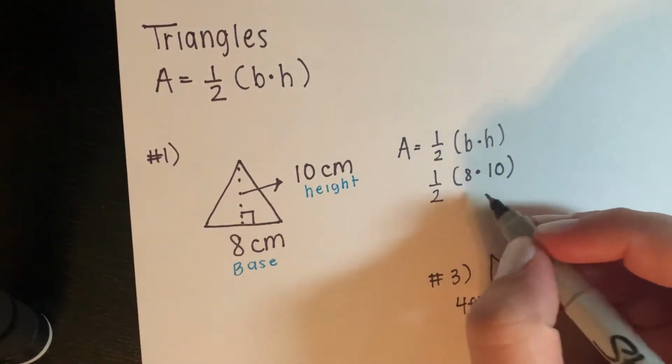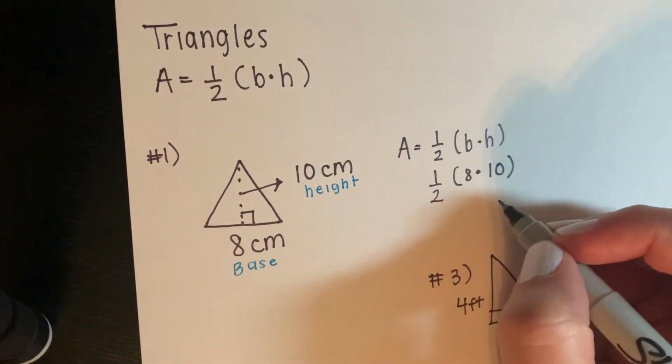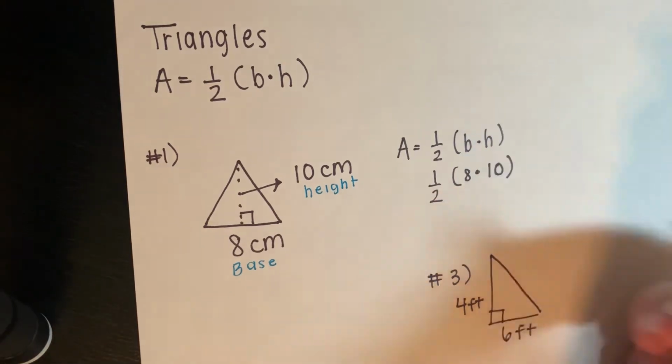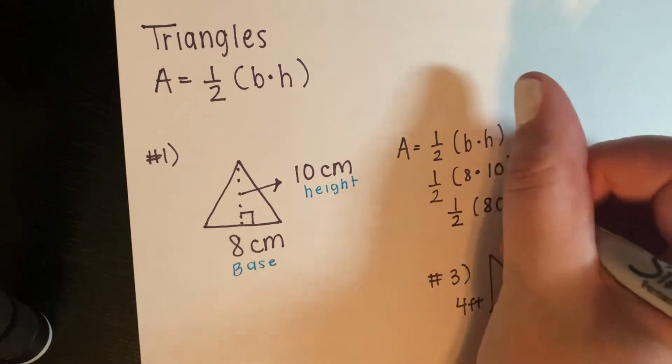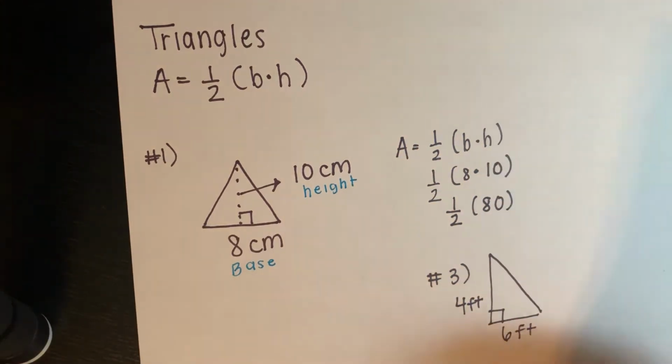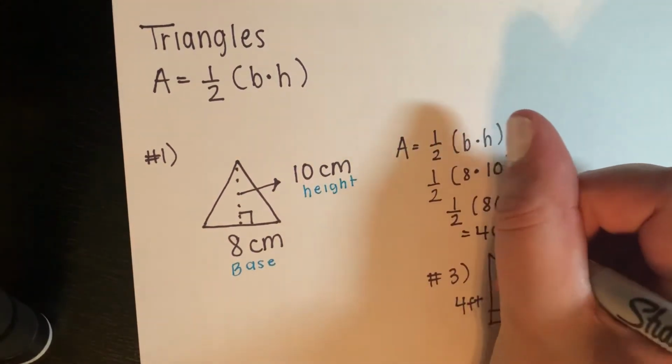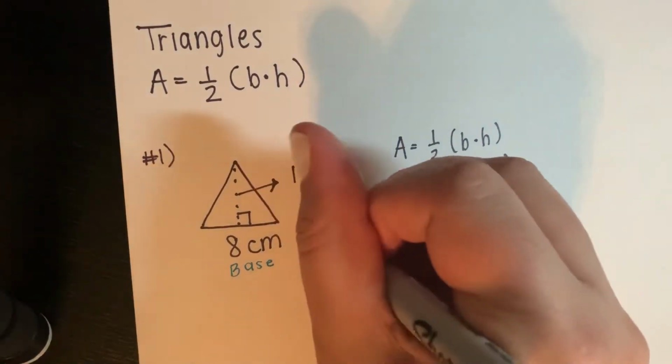I multiply 8 times 10. Remember, order of operations, we do the parentheses first. So what's 8 times 10? 80. So my next step would be half of 80, and half of 80 is 40. To give my answer, it would be 40.